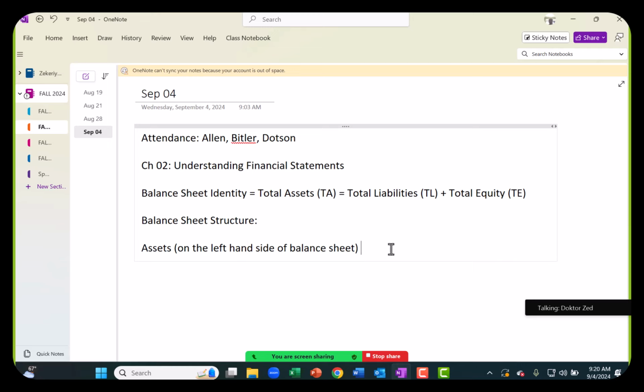Assets, first and foremost, are listed at their book value, which means historical cost of acquisition less any accumulated depreciation.